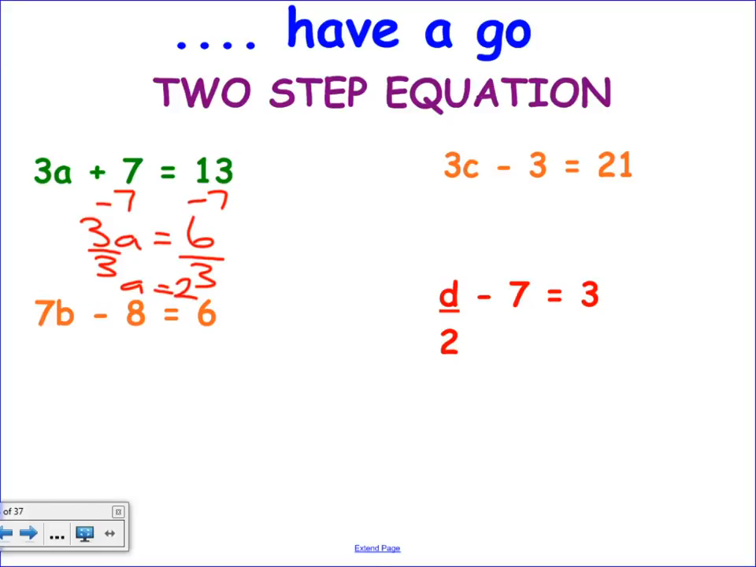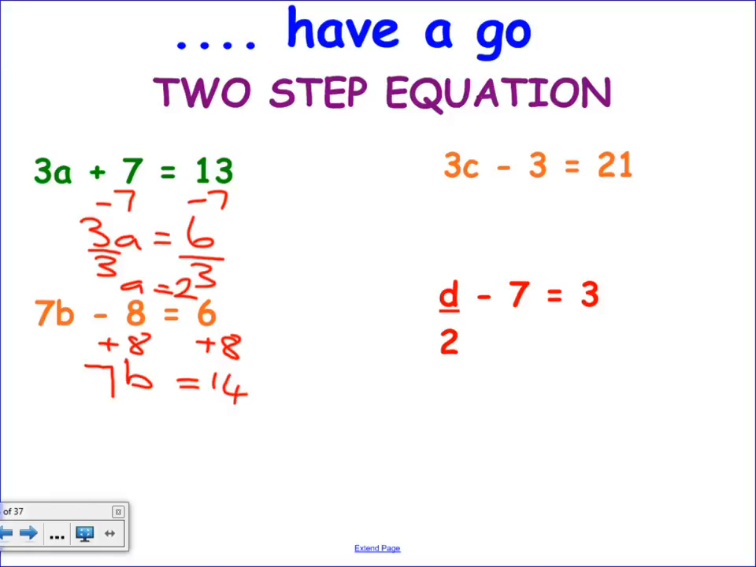7b minus 8 equals 6. Lewis, talk me through that one. Yeah, add 8. Good. So we're getting rid of the other term first. And what am I left with when I've added 8? 14. I'm left with 14 on the right. And what's on the left? 7b. Good. Okay.